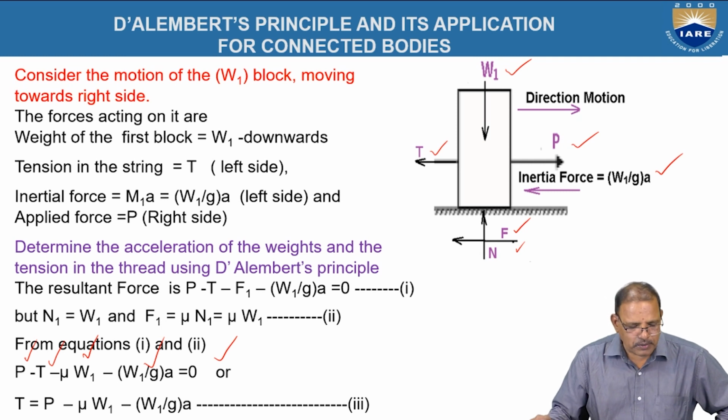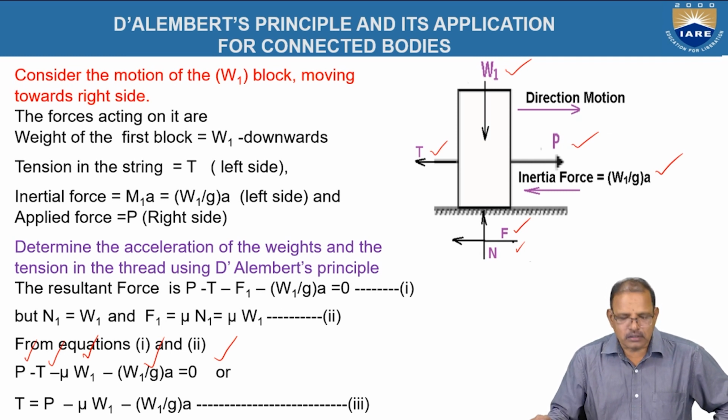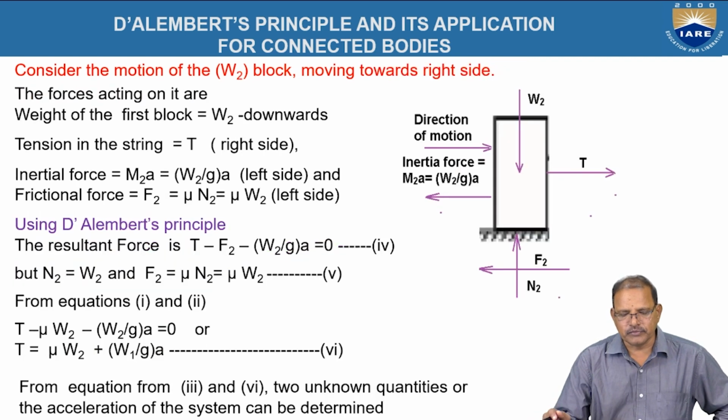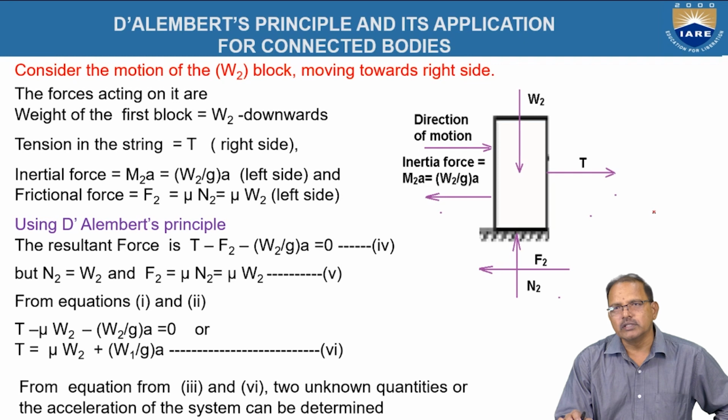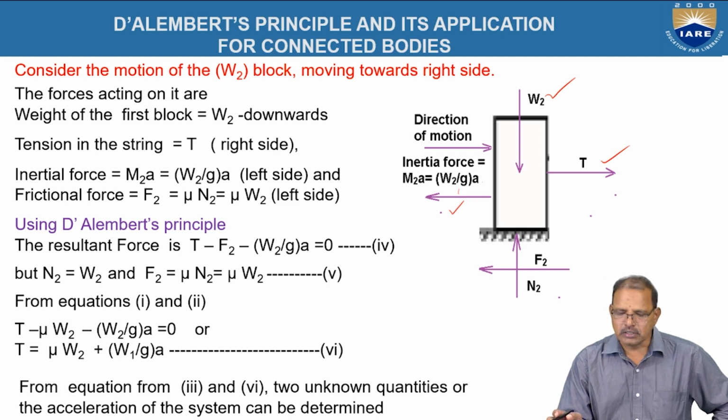Here, according to the problem, T and P are unknown quantities. Hence, we are taking one more object now, that is W2, its weight. Here the body tends to move toward the right hand side only. Here tension is away from the object. Weight is equal to W2. Inertia force is equal to W2 by g into a, because it is moving toward the right hand side. Hence inertia force is acting toward the left side.